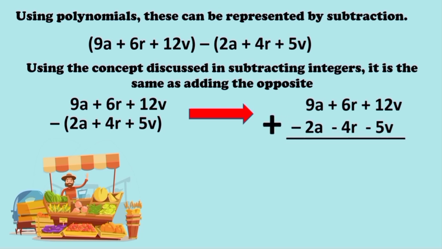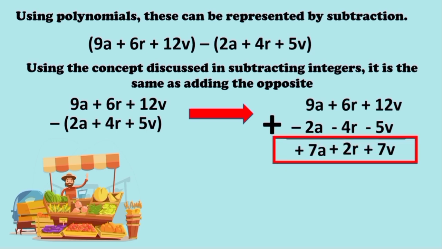12v plus negative 5v is 7v. 6r plus negative 4r is 2r. 9a plus negative 2a is 7a. Final answer is 7a plus 2r plus 7v.